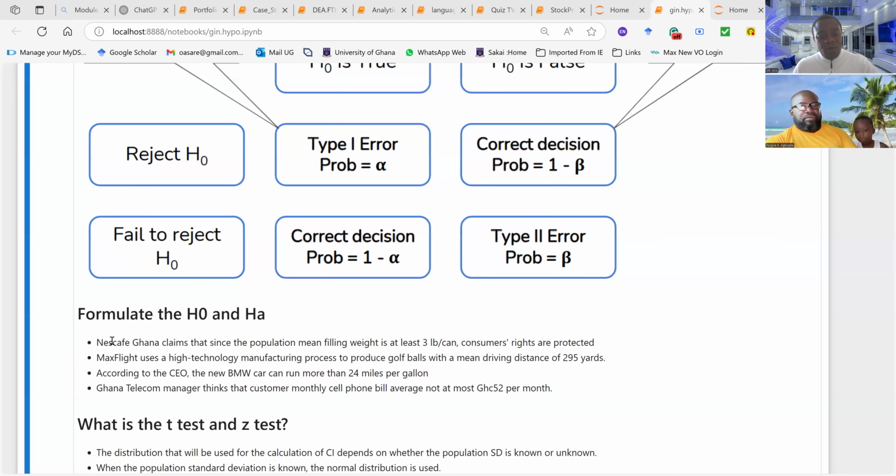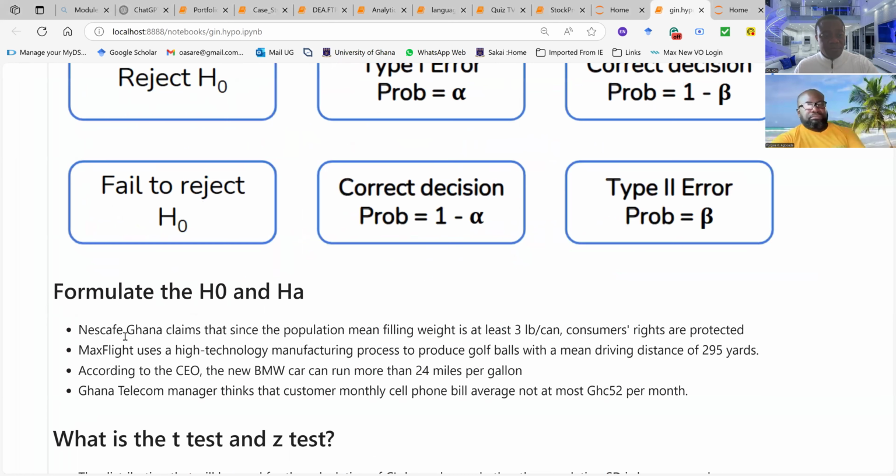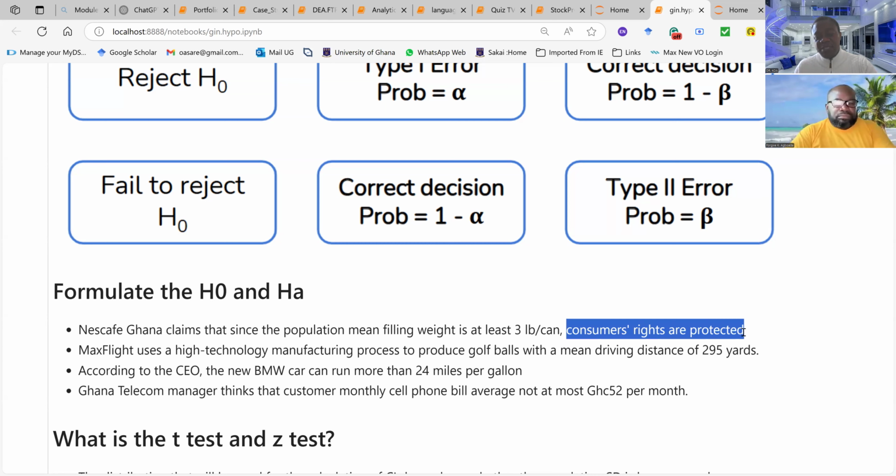Well, so here we have some hypotheses I want you to formulate. Here's a hypothesis. Nescafe claims that since the population mean filling weight is at least 3 pounds per can, consumers' rights are protected. And you guys have this. How will you formulate the null and alternative hypothesis?